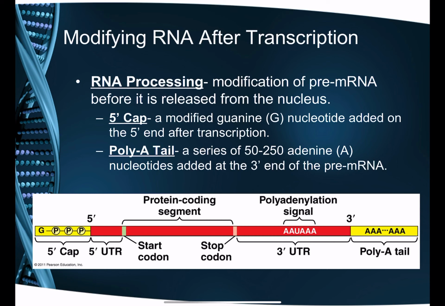Before the mRNA is released from the nucleus, you have some additions made to it. So what you see here, here's our start codon, here's our stop codon. So the pieces in here are what actually code for a protein. Now, before the start codon, you have this part right here, the UTR. That stands for untranslated region.